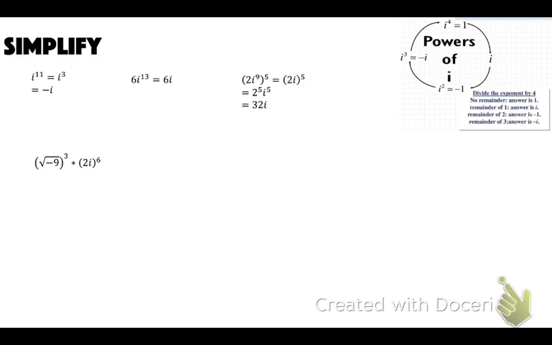So we have the square root of -9 cubed times 2i to the 6th. Well, the square root of -9 is 3i. So that's going to be 3i cubed times 2i to the 6th. So that's going to be 3 cubed i cubed times 2 to the 6th i to the 6th. Well, that's 27 i cubed times 64 i squared, because i to the 6th is really just the same thing as i squared. And i cubed is -i, and i squared is -1. So that's going to be 1,728i. If you multiply those together, negative times negative makes positive.